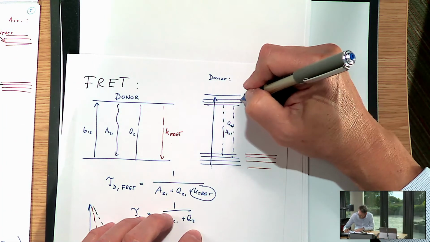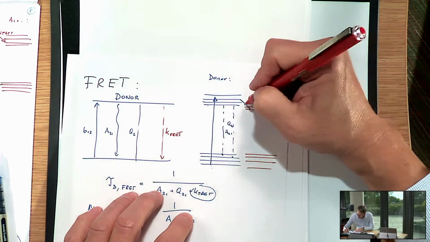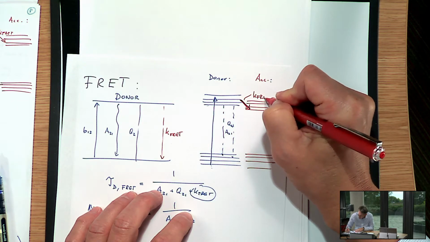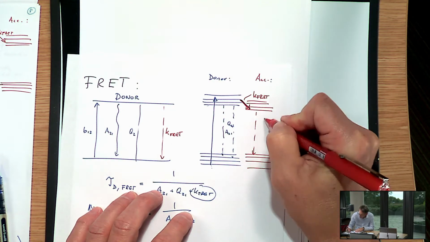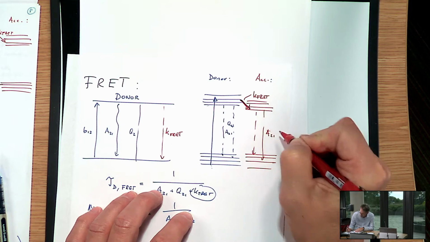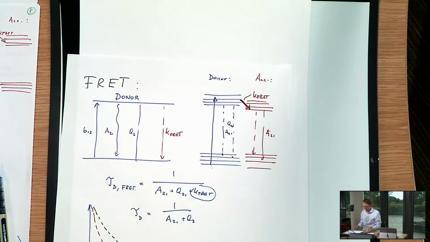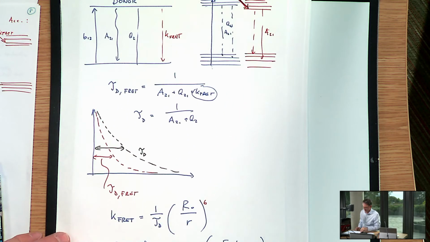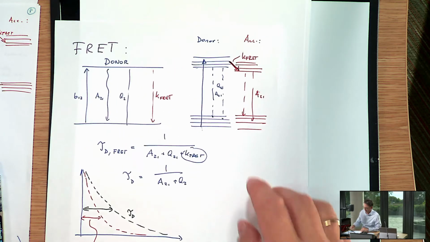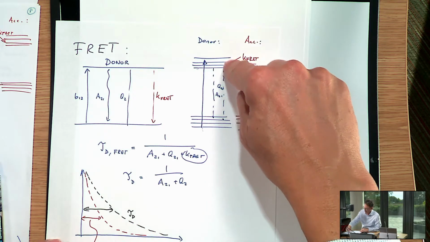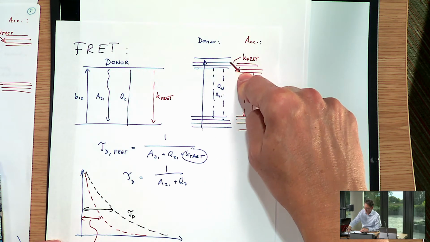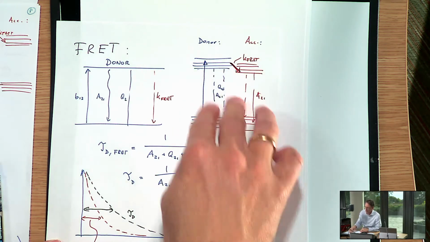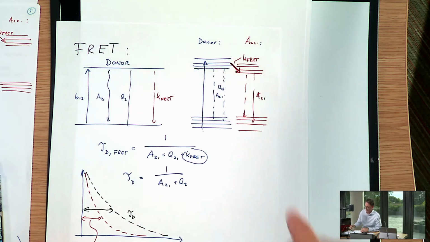And of course, if this is given, then I can have transfer at rate K_FRET, and then this one can come down. And this is the acceptor fluorescence. Okay, so the efficiency of the FRET process is given by comparing how much goes across in terms of energy over the total loss of energy from the donor. So how much of the total energy that you have in the donor is actually going in there.